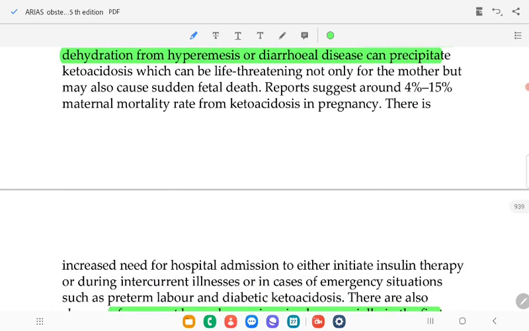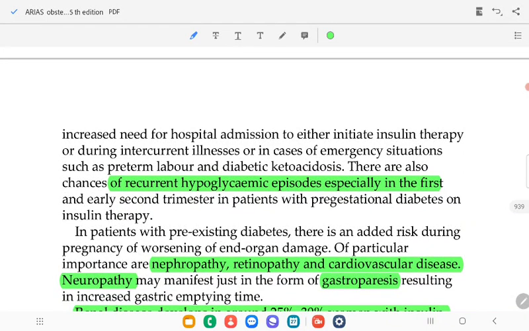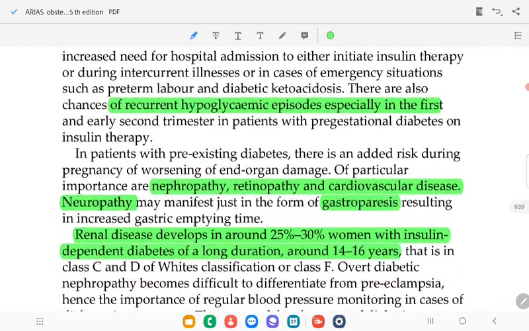Reports say 4 to 5% maternal mortality from ketoacidosis. There is an increased need for hospital admission, for insulin therapy during intermittent illness and recurrent hyperglycemia episodes. This is also seen in the first and early second trimester in patients with pre-gestational insulin-dependent therapy.